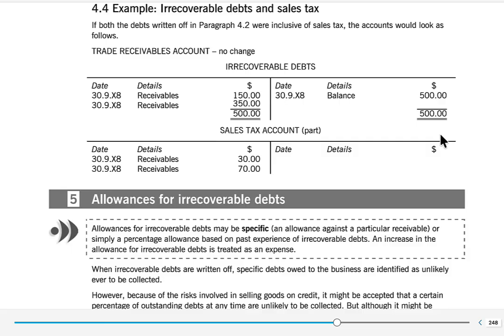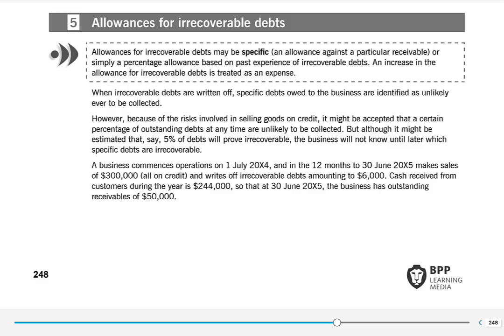And we stop here because lesson 5 is allowances for irrecoverable debts. And that is a different idea. It is about expected future losses, not confirmed write-offs. Now we are starting lesson 5, allowances for irrecoverable debts. This is one of the most exam-tested ideas in the receivables area because it forces you to think like a professional accountant, not like a cashier.